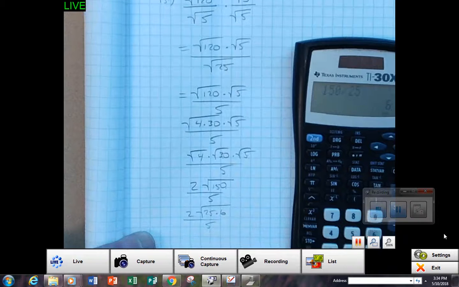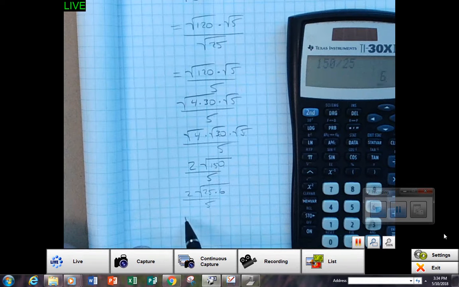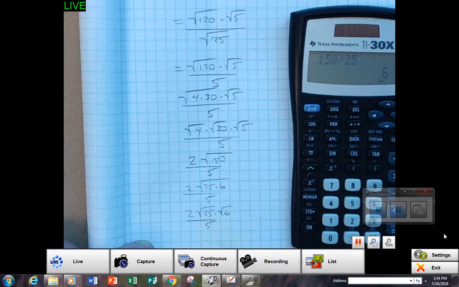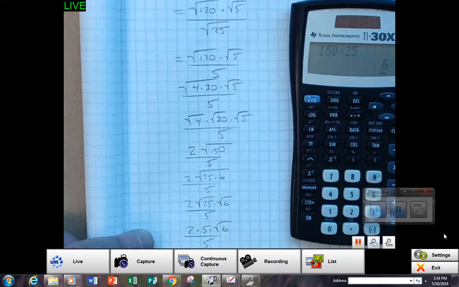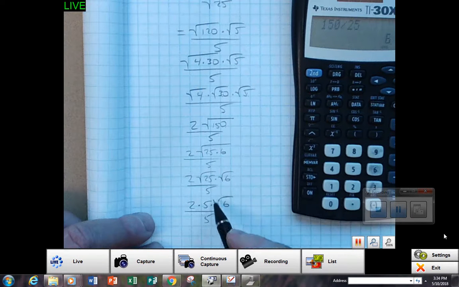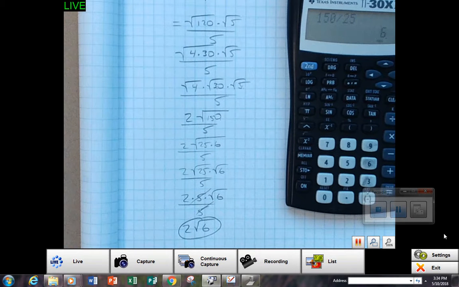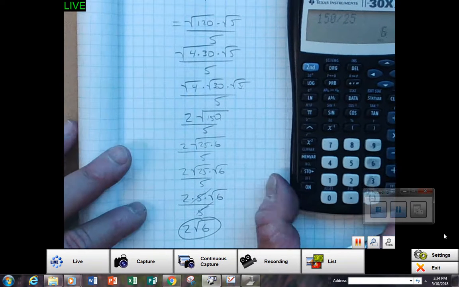This is a complicated one, I know. It gives me 2 root 25 times root 6 over 5, which is 2 times 5 times root 6 over 5. These 5's will cancel, and you're left with 2 root 6. So that one was pretty lengthy. Be happy to help you with that one.